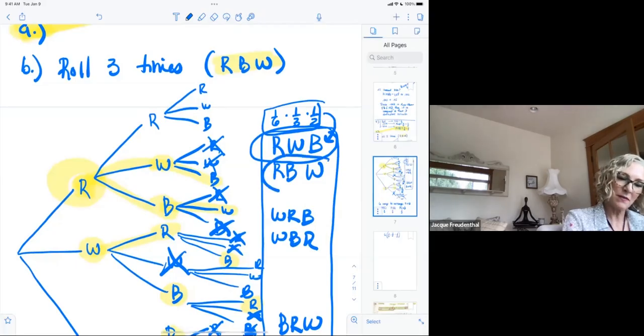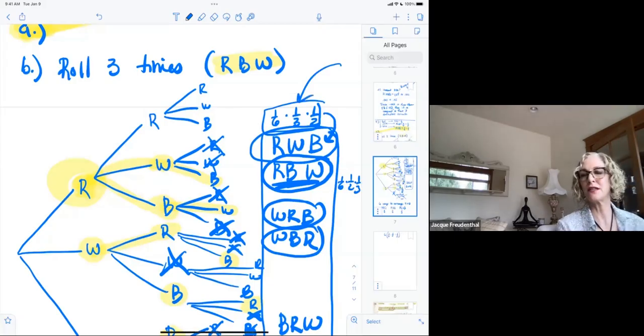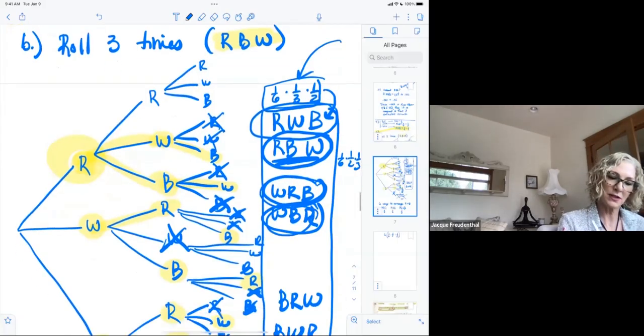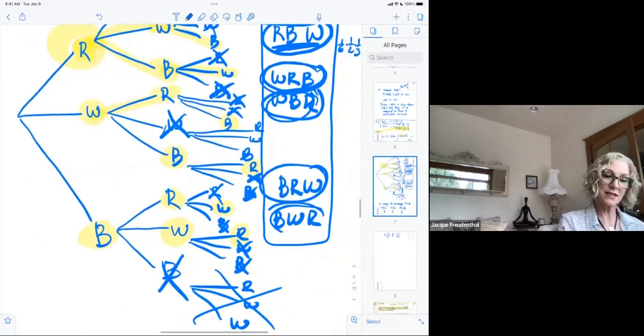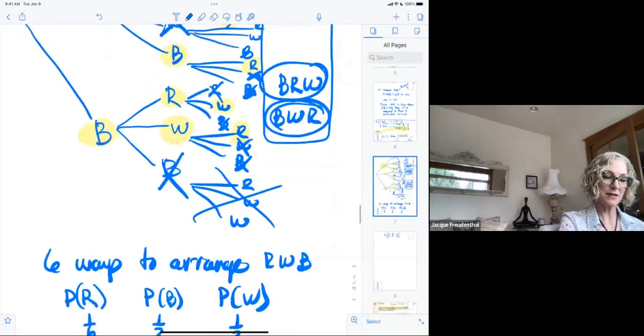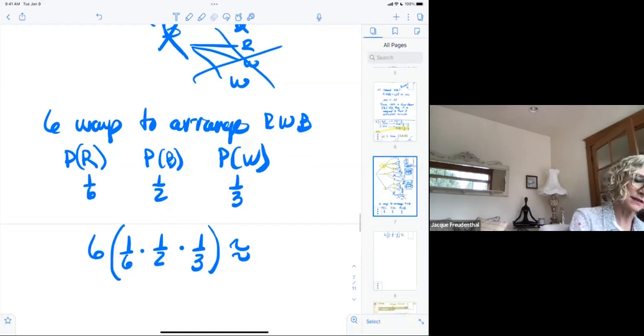But isn't it the same probability for each of these, just multiplied in a different order? So red, blue, white would be the same as red is 1/6, blue is 1/2, white is 1/3. So it's the same, but just arranged in different orders. So all of these 6 options have the same 1/6 times 1/2 times 1/3, same multiplication, different order, but same multiplication. So since there's 6 of them, instead of adding those 6 together, I'm just going to multiply by that 6, more efficient.